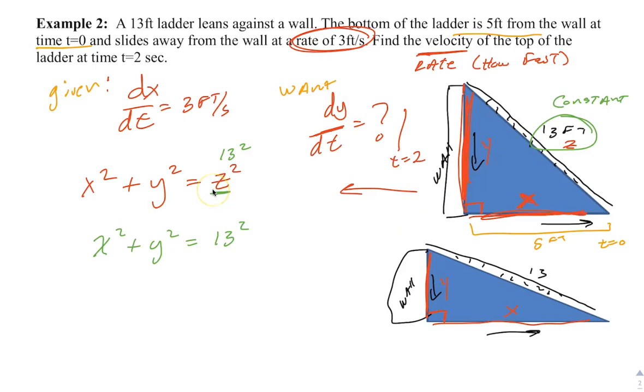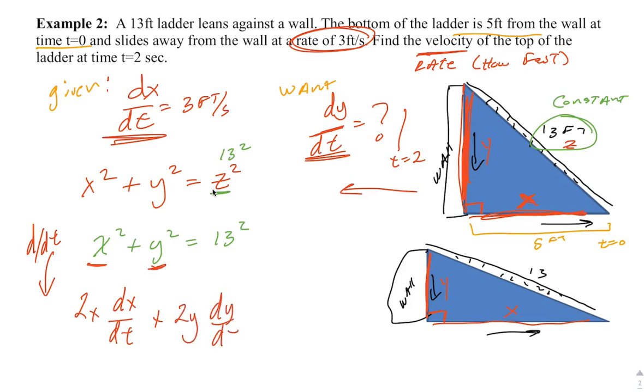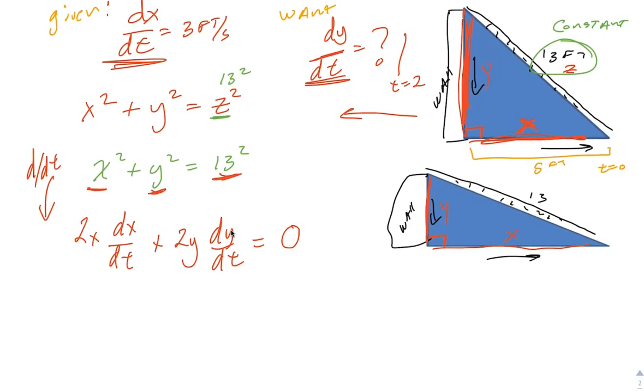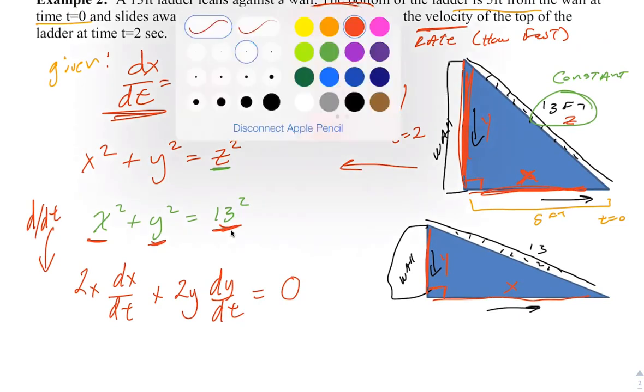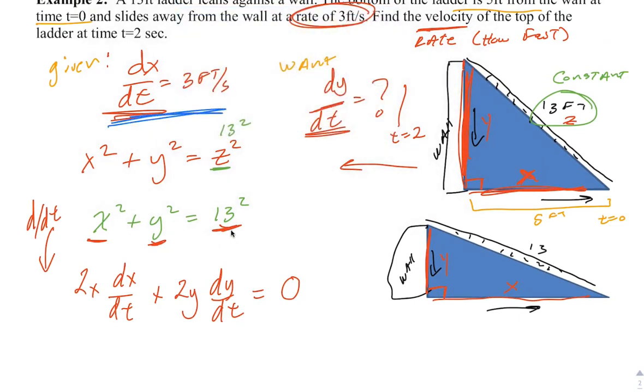You remember what's next after we do that? We're trying to get these rates, these dx dt. So let's take a derivative of this. Take a derivative of both sides with respect to t. Derivative of x squared is 2x dx dt. Derivative of y squared is 2y dy dt. And the derivative of 13 squared, that's just a number. It's a constant, 0. So much easier when you just have a number and you take the derivative, it goes to 0. Now I've got to plug things in. Specifically, I have dx dt is 3 feet per second, that's this guy.